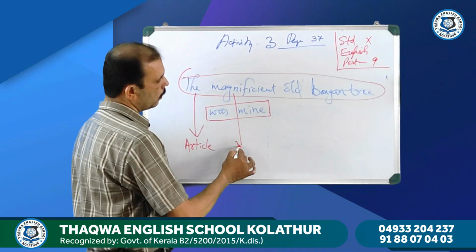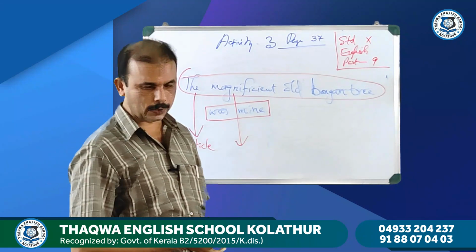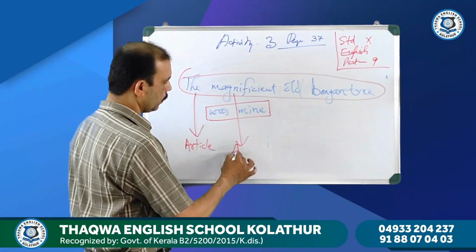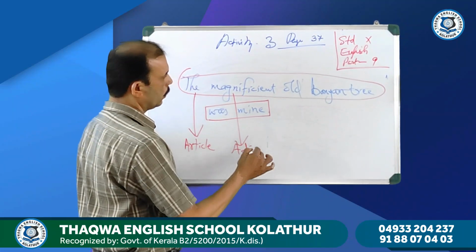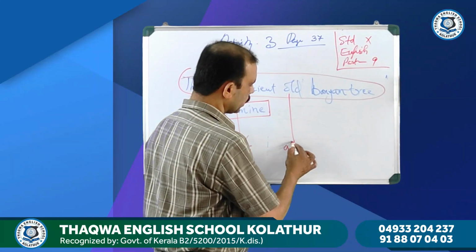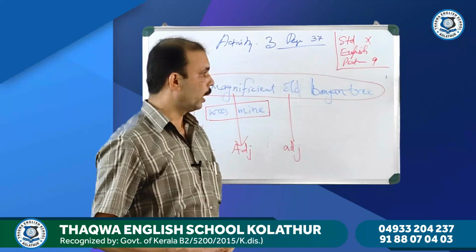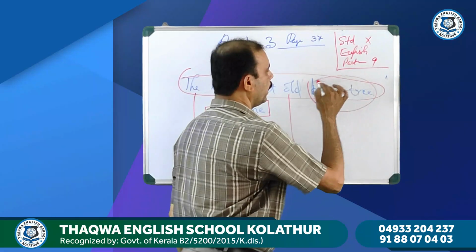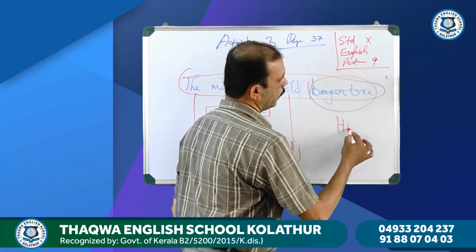Okay. And what about magnificent? It's an adjective. Again, old, it is also an adjective. Two adjectives. And what is the head noun? Banyan tree is the head noun.